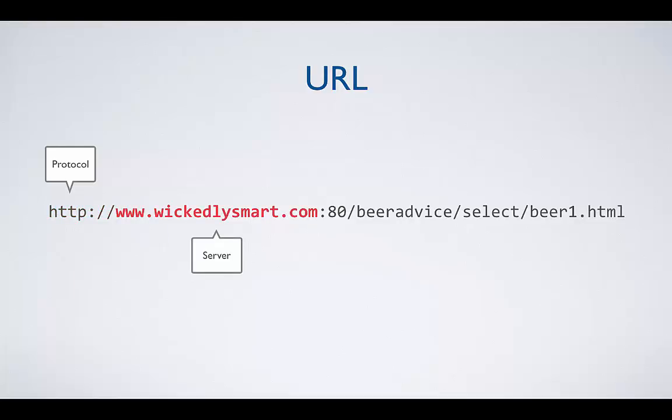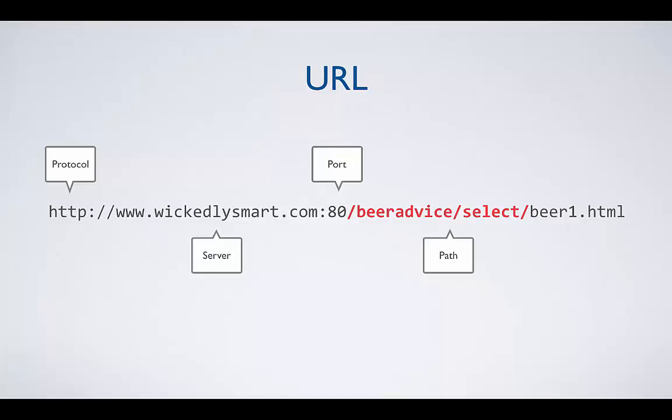Every name maps to a unique IP address, but names are easier for humans to remember. The next part of the URL is the port number. If you leave this out, 80 is used by default, because that's the default port for web servers. The next part of the URL is the path to the resource. This typically corresponds to a directory on the web server.